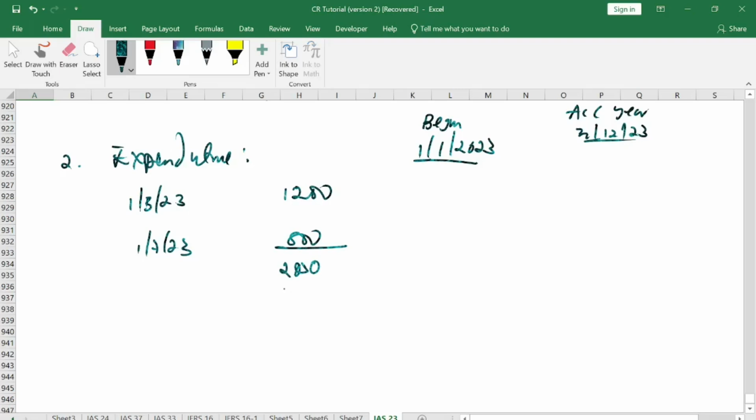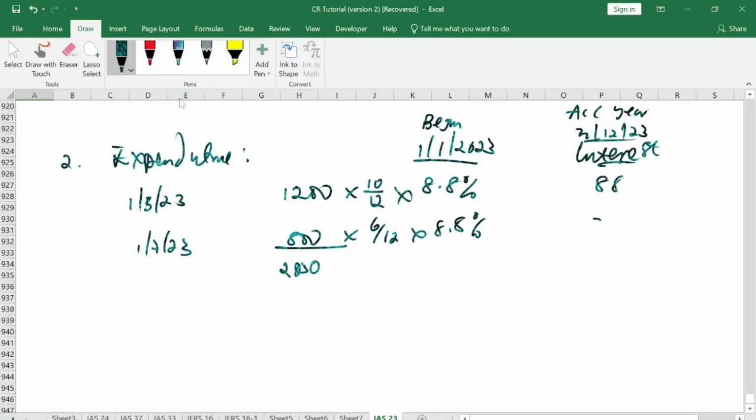So you pick it here and multiply 10 over 12 by the weighted interest, which is 8.8%. You do the same here. Here they spent the money in July: July, August, September, October, November, December, which is 6 months. So you multiply 6 over 12 times 8.8%. All right, so here the interest will be 88, 35.2.